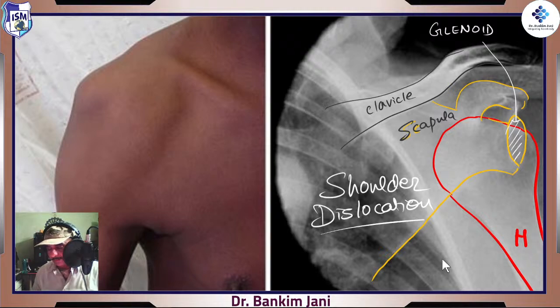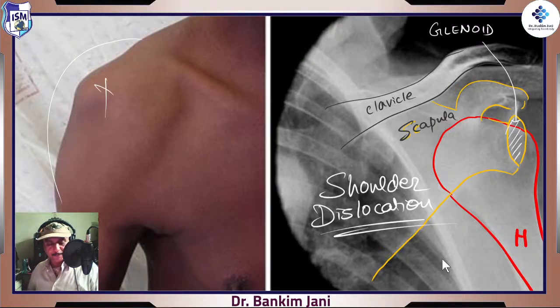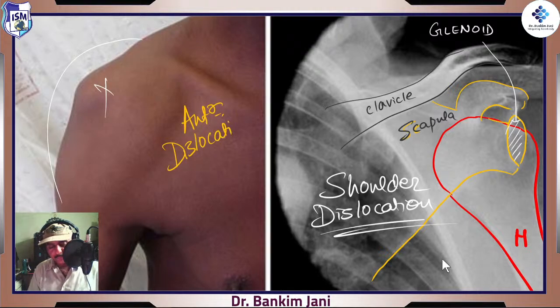That's so common, because the glenoid is shallow. There is a big head and then it slips out. So then that immediately leads to the round contour of the shoulder being lost. See, that round contour is lost, right? And then there are various shoulder dislocations, out of which the most common is the anterior dislocation. Anterior dislocation of the shoulder is the most common.